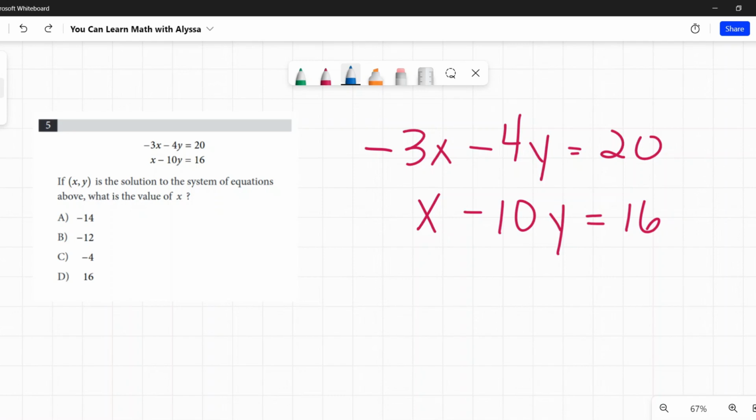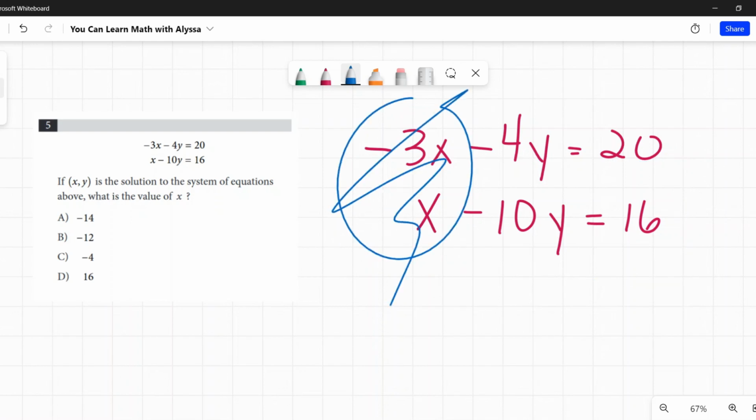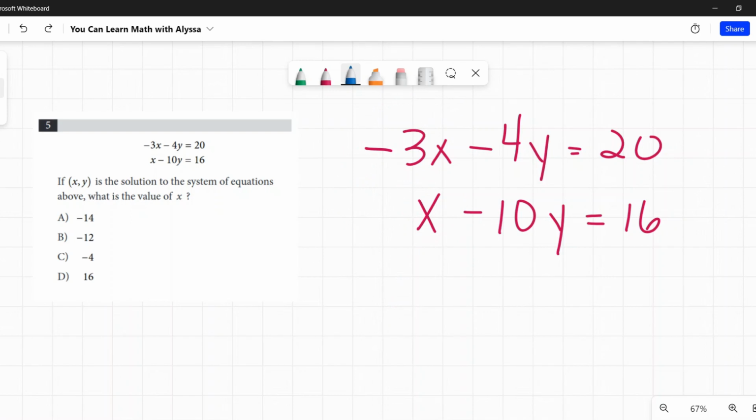And right off the bat, I look at these 2 right here and go, okay, if I multiply all of these by 3, this will become a positive 3x, and these will cancel out. Woohoo, that's what I want. So that's what I'm going to do. I'm going to multiply all of these by 3. And I'm just going to do it right here, to keep my work area clean.